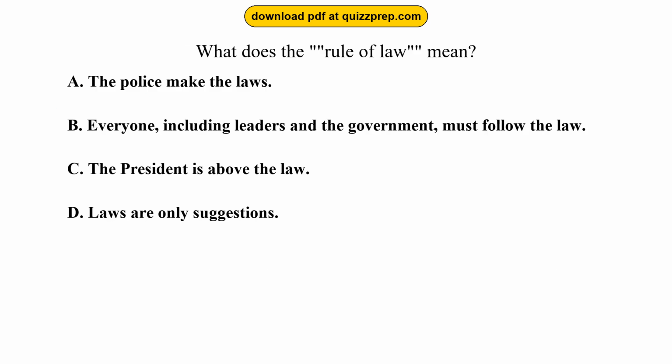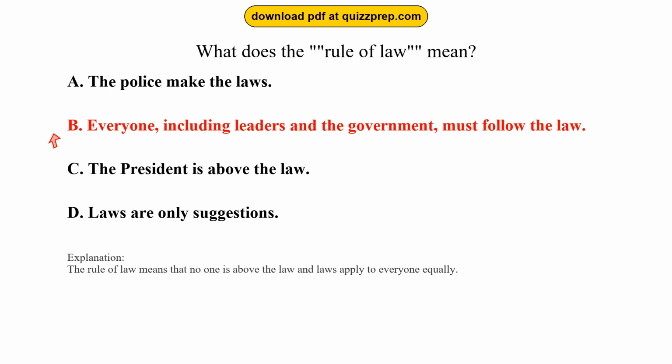Question 27. What does the rule of law mean? Option A. The police make the laws. Option B. Everyone, including leaders and the government, must follow the law. Option C. The president is above the law. Option D. Laws are only suggestions. The correct answer is option B. Everyone, including leaders and the government, must follow the law. The rule of law means that no one is above the law and laws apply to everyone equally.